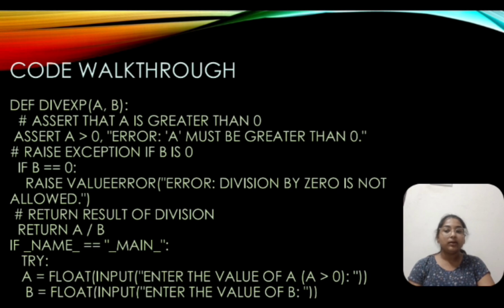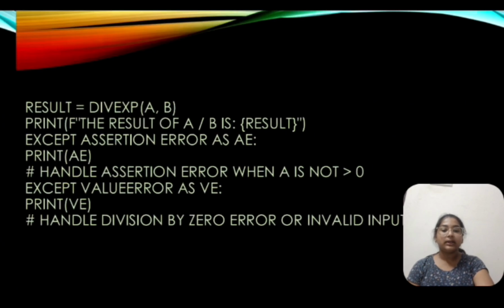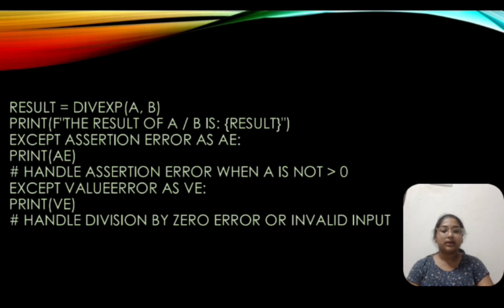So here, as you can see, the next thing is result. Result is equals to div exception of A comma B, that is division exception of A comma B. Print F, that is the result of A by B is result. We have to print the result. We are using flower brackets here.